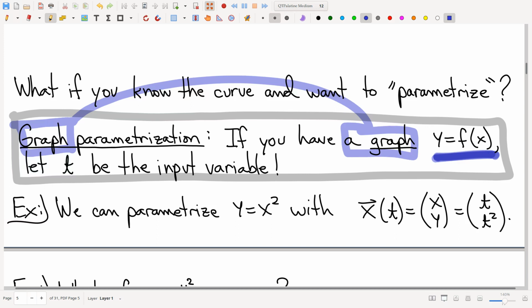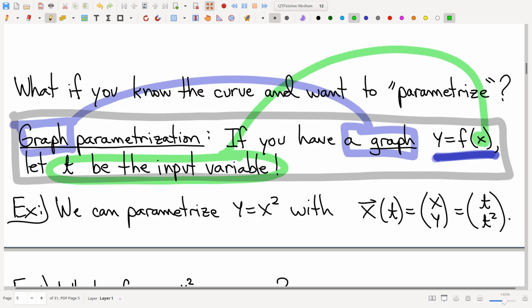Okay, but if it is, then here's the simple method, and it's as easy as this, and I love how easy this is. If you have a graph, let t be the input variable, whichever variable is going into the function, as opposed to being the thing that comes out of the function. Whichever is the input variable, call that t, declare victory. Pretty much, it's that simple. It's awesome. Okay, let's see an example.